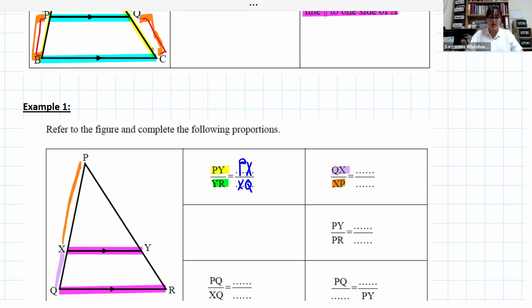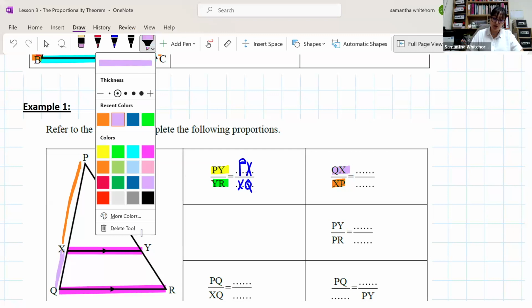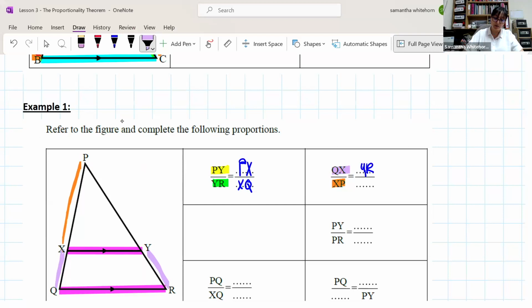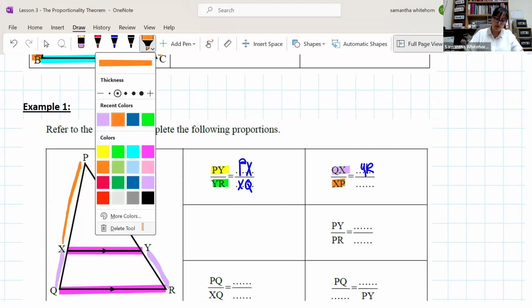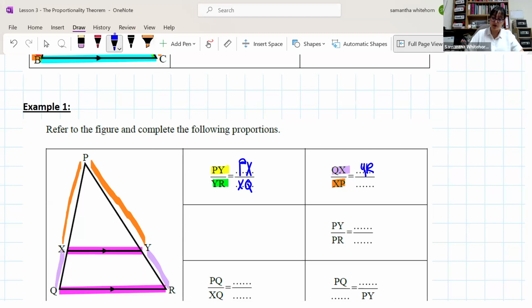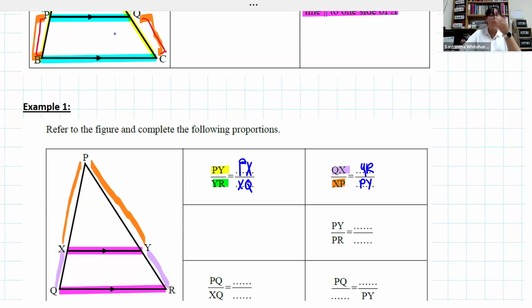So now we go and have a look at what correlates. So XQ correlates to YR, so that will go into my numerator of the unknown fraction, YR. And XP, so the top segment here in orange, corresponds to PY. And so that will be my denominator of my second fraction. Again, pretty much the same thing as what we were talking about in the first one, but we flipped it. It's now bottom segment in comparison to top segment. There's nothing wrong with that.